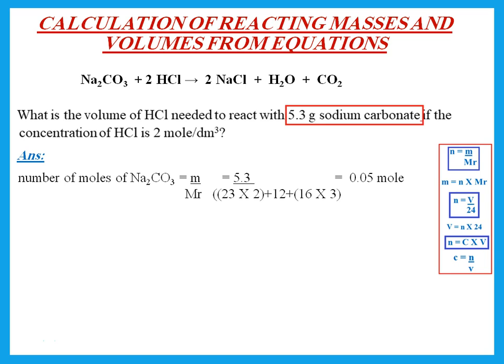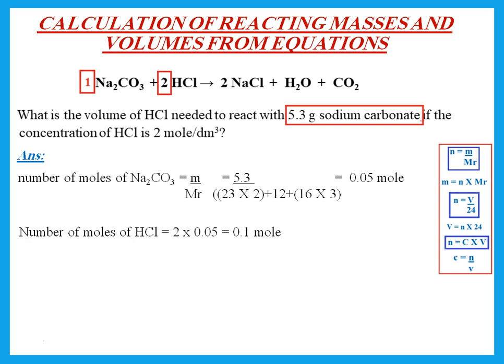So he gives me information about something. Here he gives me information about sodium carbonate. I get from that information the number of moles. Then what is he asking me about? He's asking me about hydrochloric acid. So I look at the equation. So the second step is I look at the equation. The equation says that 1 mole of sodium carbonate needs 2 moles of HCl. So if this is the number of moles of sodium carbonate, 0.05, what would be the number of moles of HCl? Well, the equation tells me that it should be twice that of the sodium carbonate. So it is 2 times the 0.05. This gives me the number of moles of HCl.